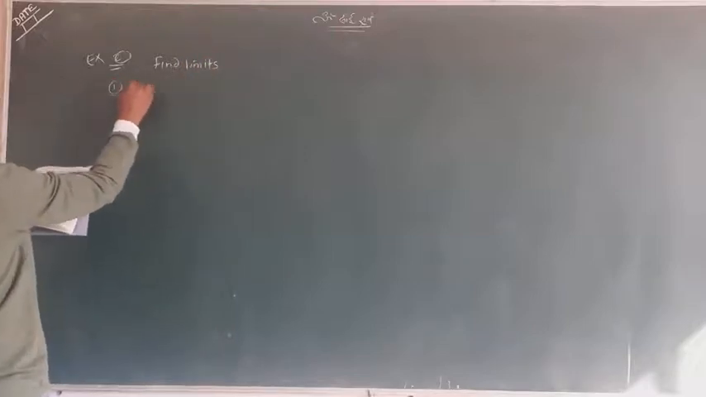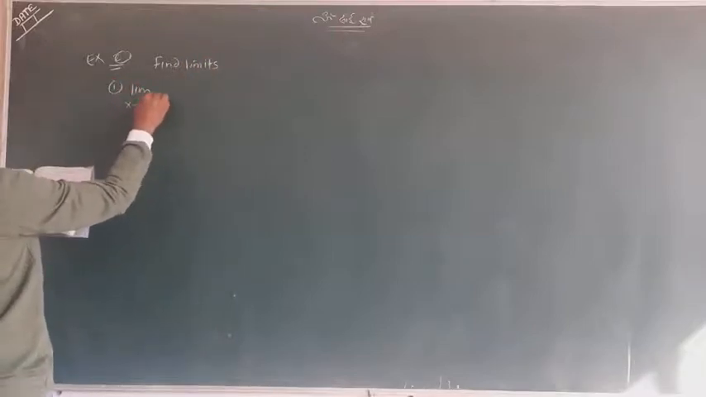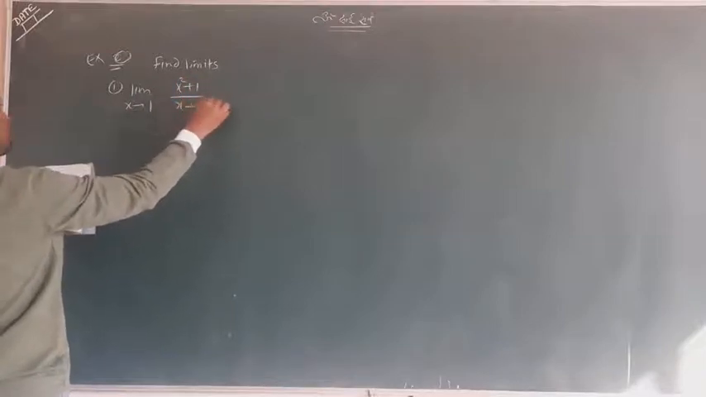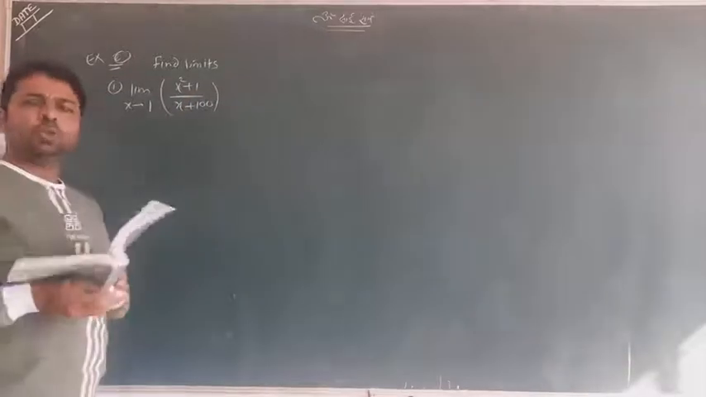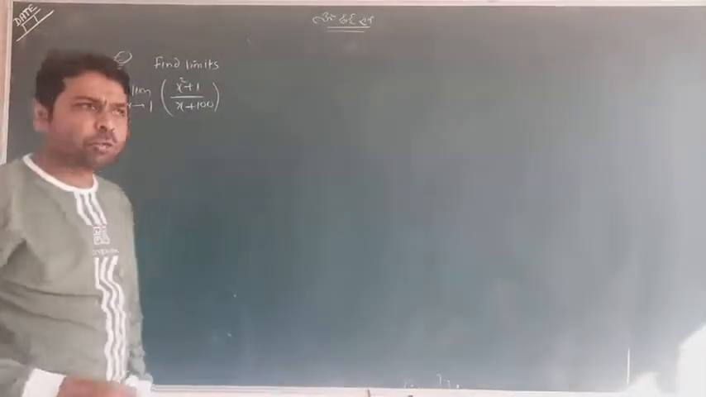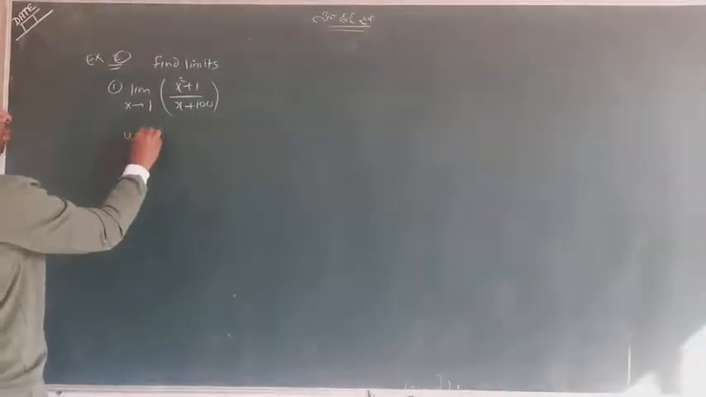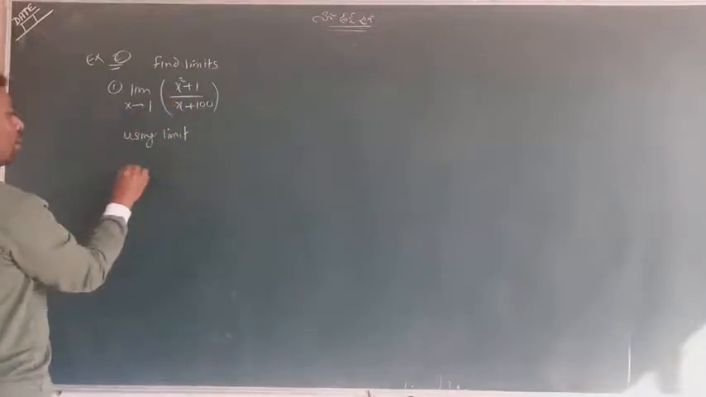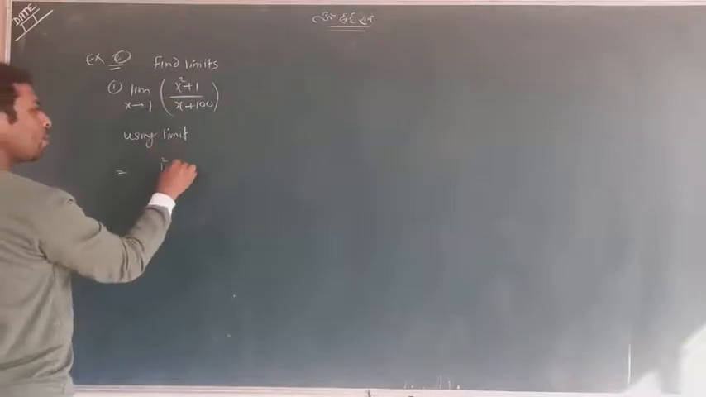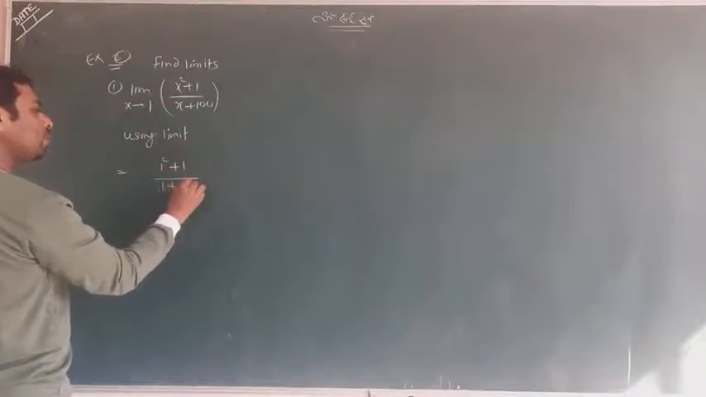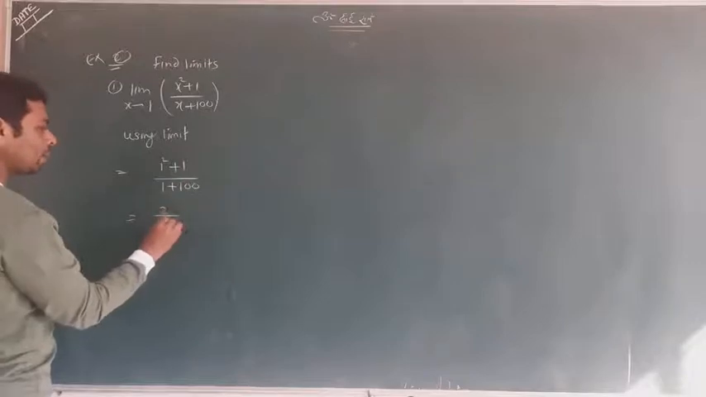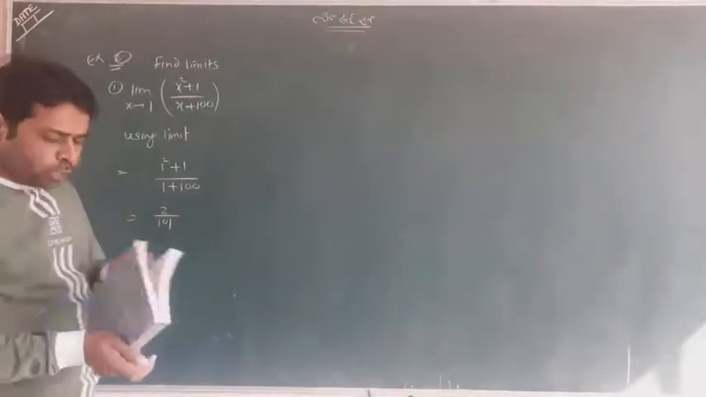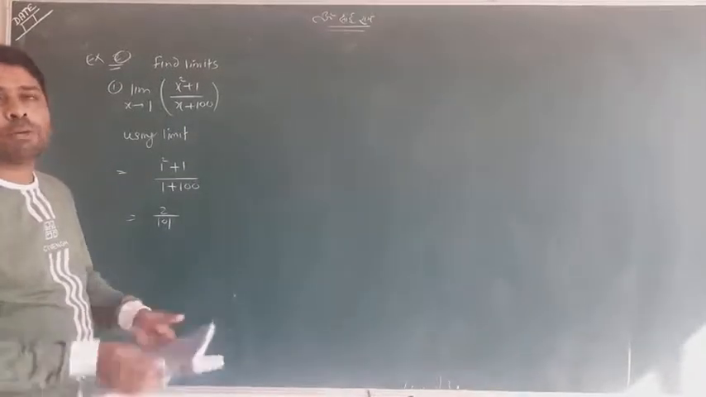And question number 1 says limit x tends to 1 of (x square plus 1) upon (x plus 100). This is my question. So you can put the limit directly. x tends to 1, you put here 1 square plus 1, upon 1 plus 100. It is 2 upon 101. This is the answer.